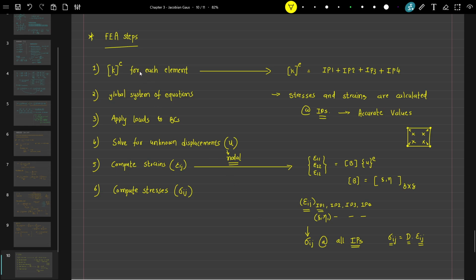So we have seen the FEA steps and kept refining them after understanding each concept. This workflow is very important because here we are talking about integration points, and that's what we will see in FEA software.